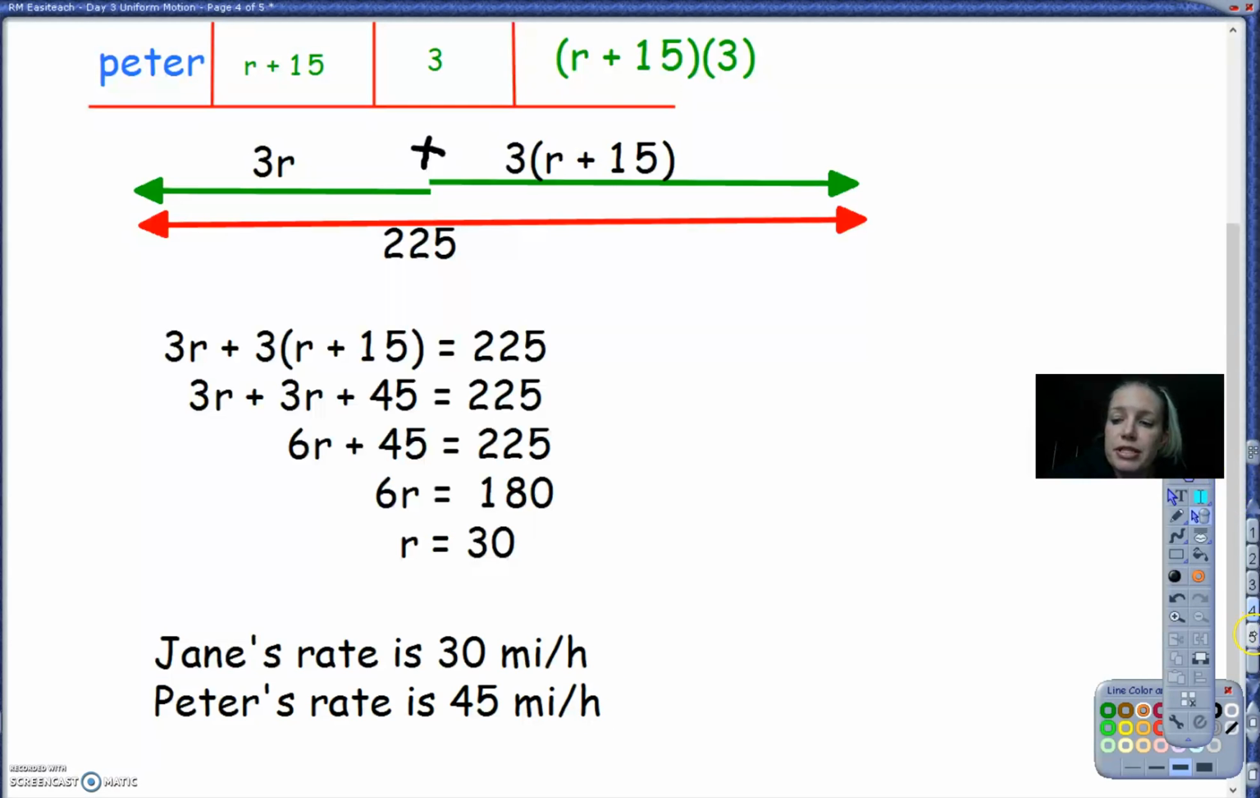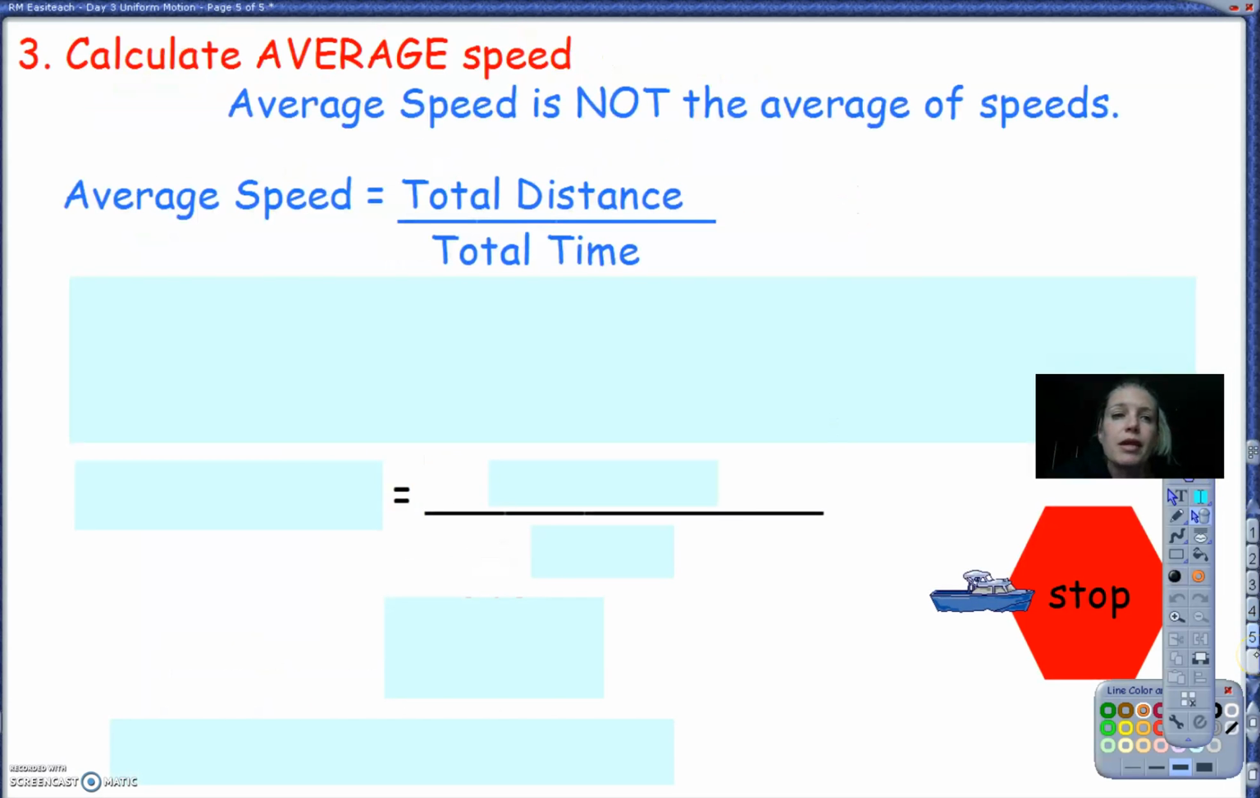Okay, the third type is calculating the average speed. What's important here is that you're not going to just take the two speeds and average them together. You have to find the average speed by doing the total distance over the total time. I would put this inside of a box. I would highlight this in my notebook. Make sure you know that that's how to find the average speed.